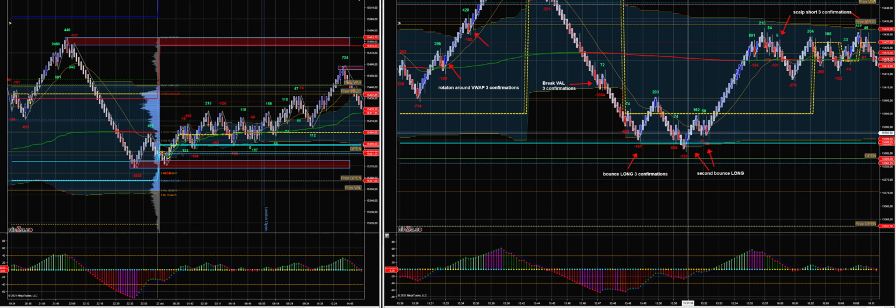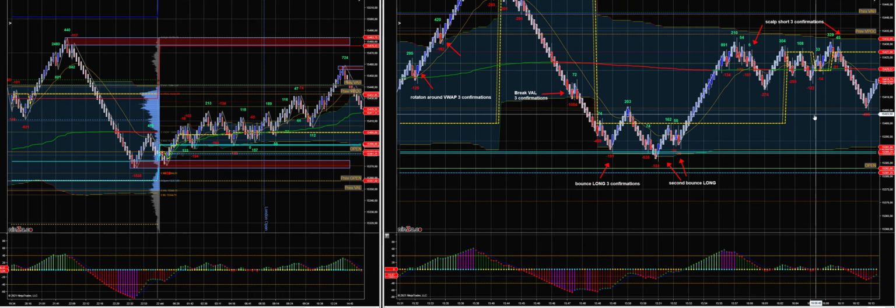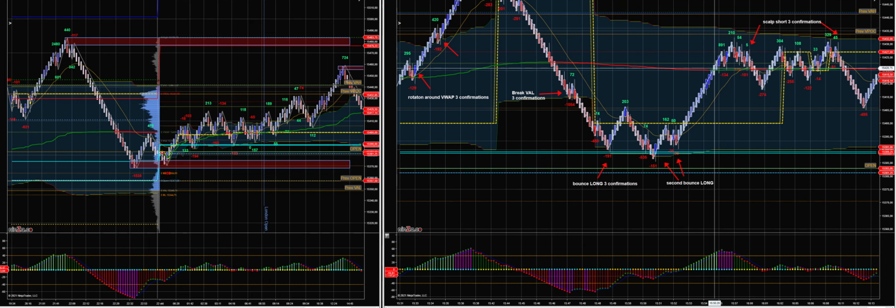It bounced off and then again and then again. I took this bounce and I took this one, and it went all the way back to VWAP. Why? Because VWAP acts like a magnet. It pushes price away and it attracts.